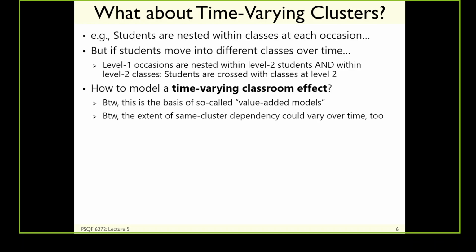So it's not a 3-level design, it's 2-level crossed instead. By the way, these types of models are the basis of what are known as value-added models, which I think have fallen out of favor, but if not, they should. This is where you measure teachers and students repeatedly, and then you estimate random effects for teachers to describe how well they do.